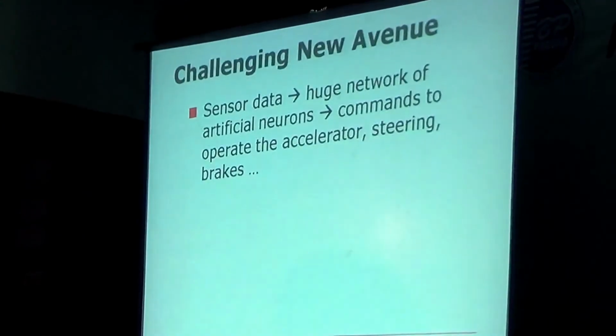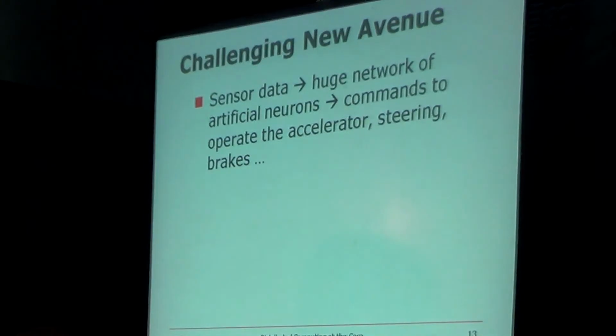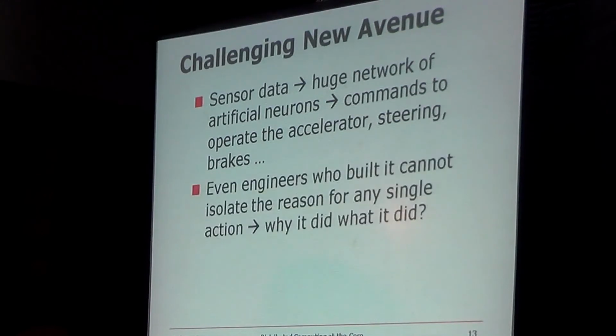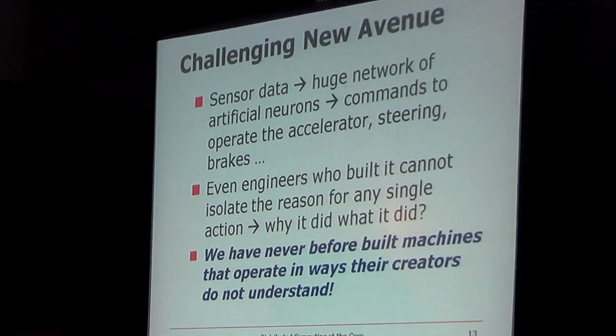Basically what is happening is that all those sensor data is going over the huge network of artificial neurons, and that output of the ANN is giving the command to operate the accelerator, steering and brakes and etc. So, even engineers who built it cannot isolate the reason for any single action, and it cannot answer the question why it did what it did. So this is an open question now. We have never ever built before this time machines that operate in ways their creators do not understand.